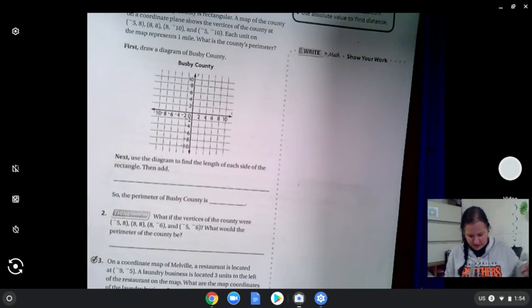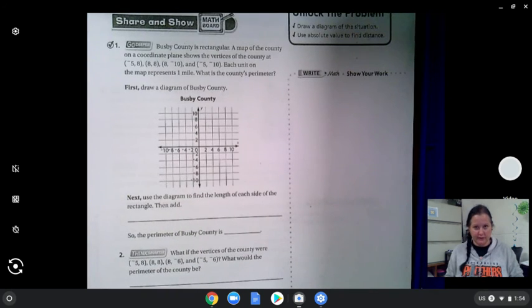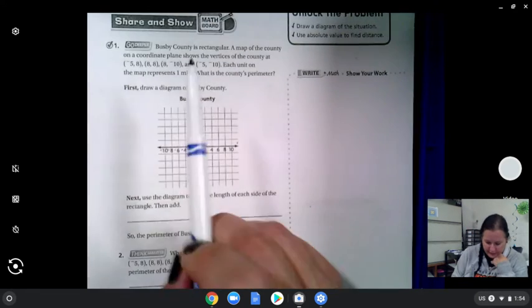So here's our share and show for today. And I think this one will help us with understanding positive and negative numbers a little bit. It says to go deeper.